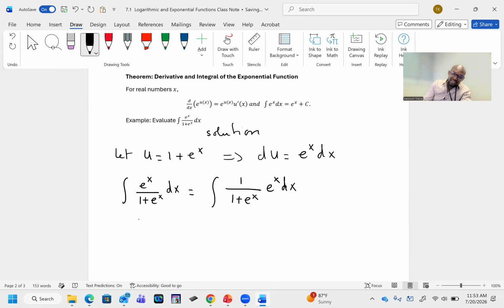Because this is an indefinite integral, if I do my substitution, I will have the integral of 1 divided by u du. And what is the antiderivative of 1 divided by u? It is ln of the absolute value of u plus c, because the integral is indefinite. And now we have to substitute our u back.